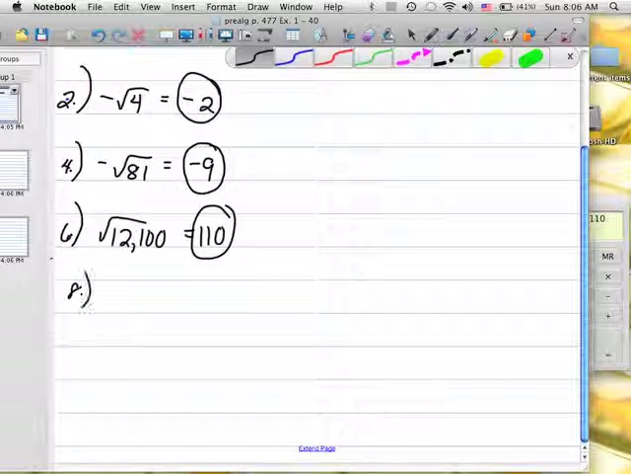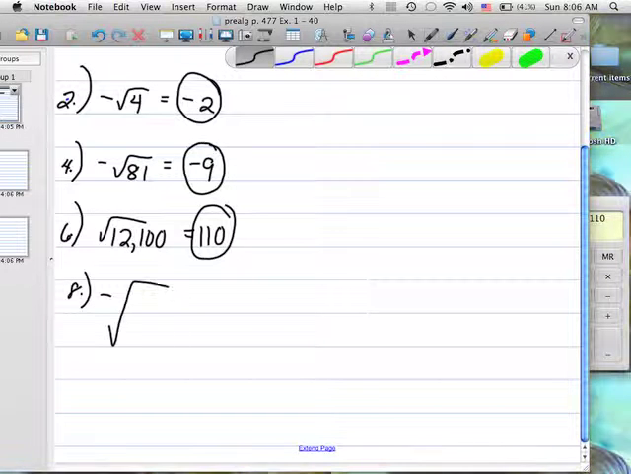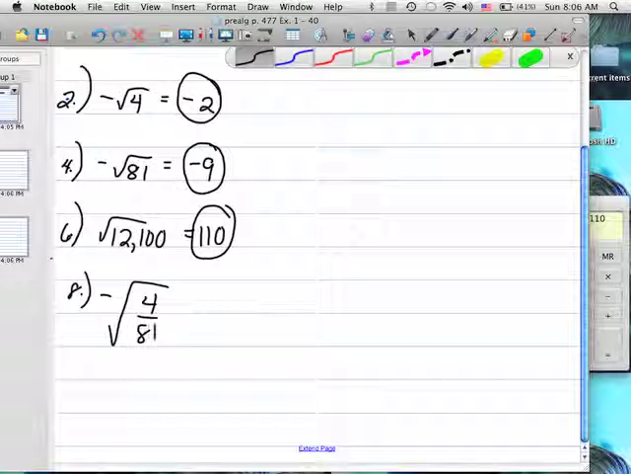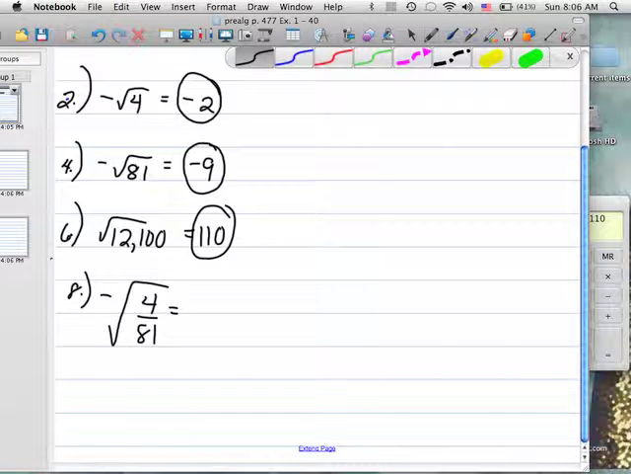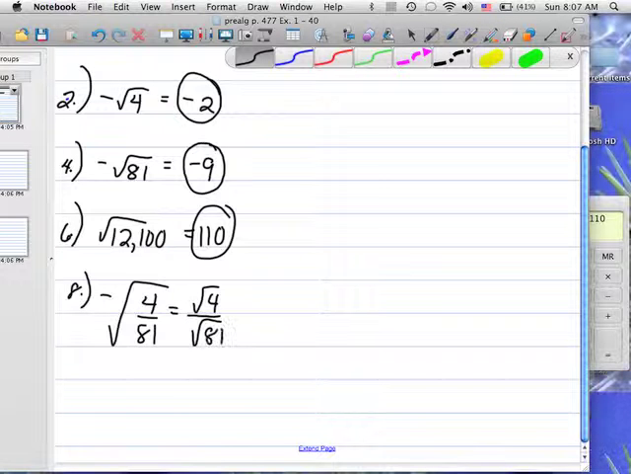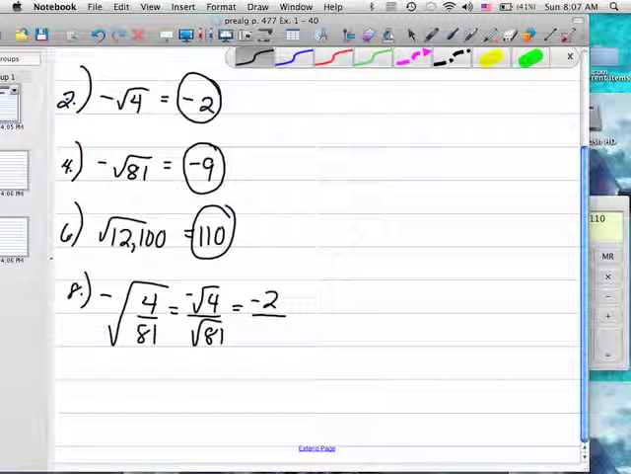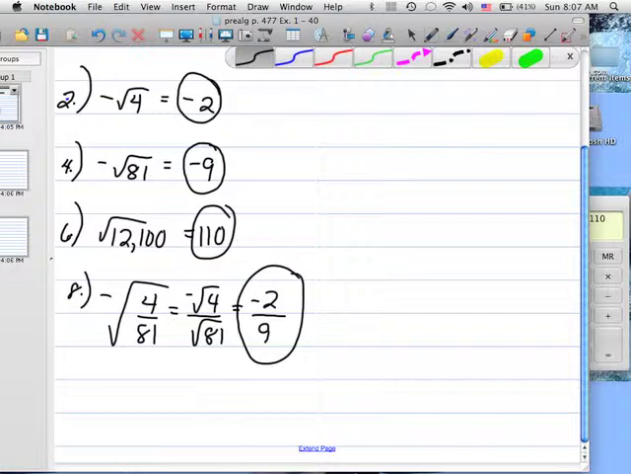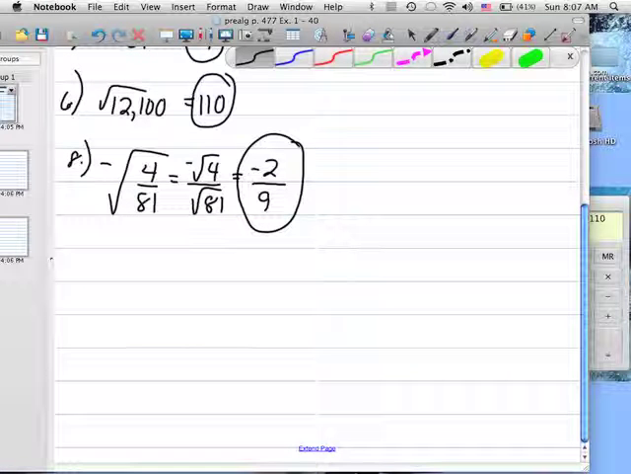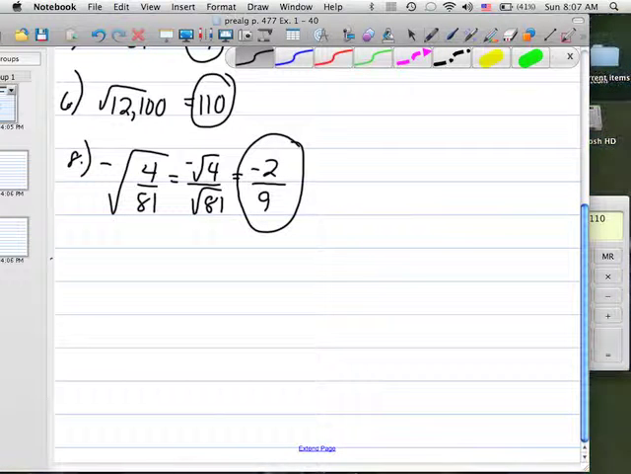Number 8, you have the negative square root of 4 over 81. Use 2 lines for fractions. I want the answer as a fraction. This is the same as the negative square root of 4 over the square root of 81. So it'd be negative 2, because 2 times 2 makes 4, and 9, because 9 times 9 makes 81. So your answer is negative 2/9. Leave it in fraction form.